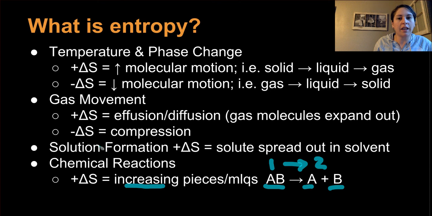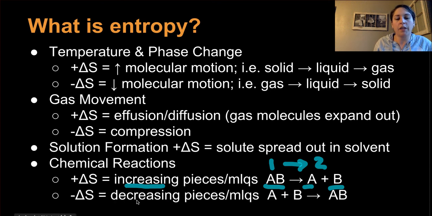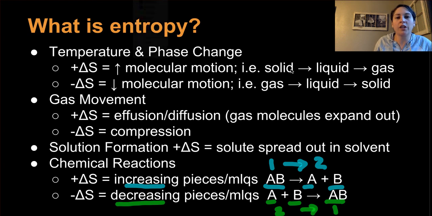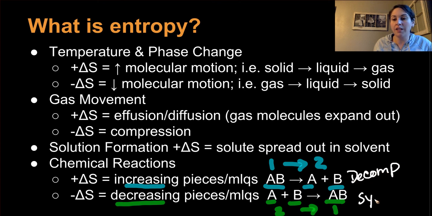The opposite is the case for a decrease in entropy, and so in this case here, we see that we're going to decrease the pieces of the molecules. So on this side, we have two, and on the other side we formed one thing. And if you remember back when we took a look at all of our different reaction types, this tends to be decomposition, and this one is synthesis.